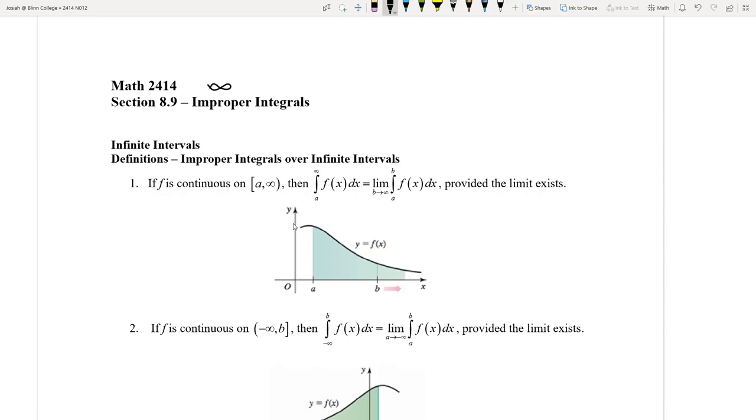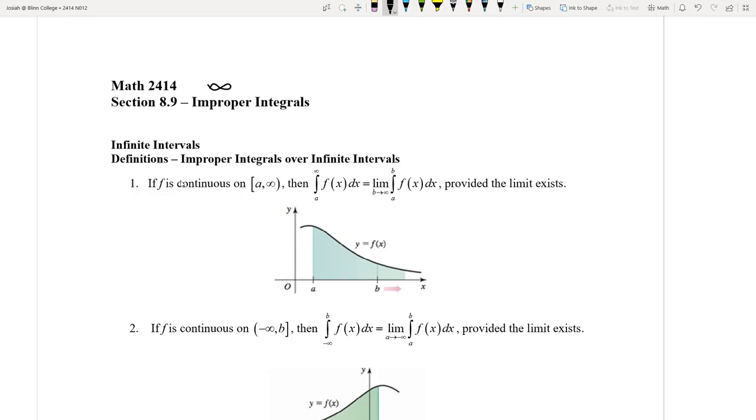So looking at this picture here, we have a function and we're starting at some a value and we're integrating to b, but we're looking at what happens as b goes off to infinity. So essentially what's happening is we're seeing that our function value is getting closer and closer and closer to 0, and we're wondering if when we keep taking chunks of area, will the chunks get small enough that this whole area will eventually collapse down into a number.